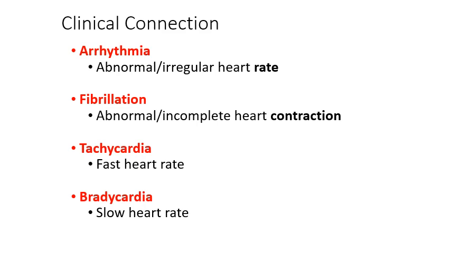Okay, just a little bit of terminology here. So a few terms that you should be familiar with. Arrhythmia is an abnormal heart rate or an irregular rate, right? So that means that the rate of the heart is not regular. Fibrillation means an abnormal contraction, right? So the contraction is not normal for some reason. Tachycardia is a fast heart rate, and bradycardia is a slow heart rate.